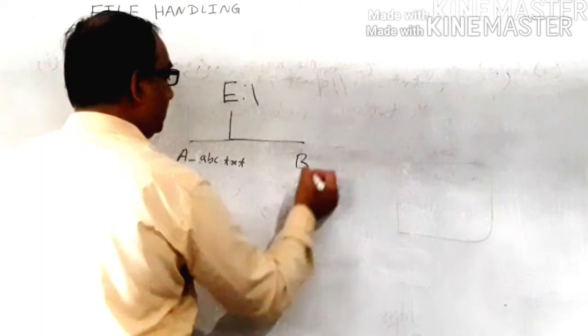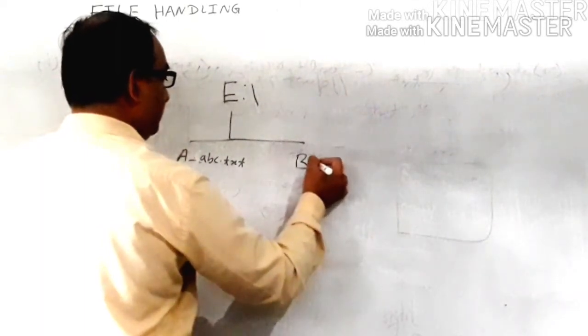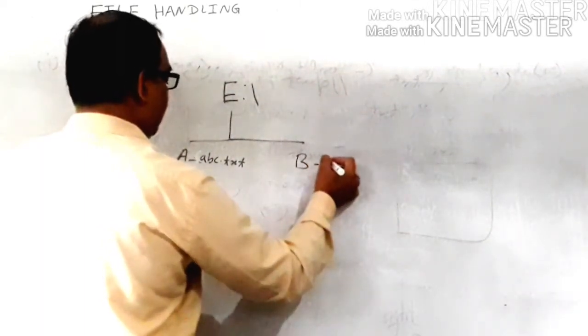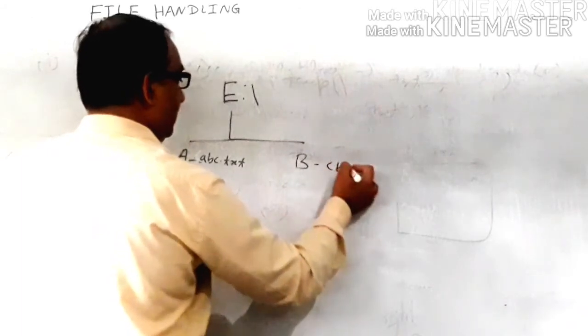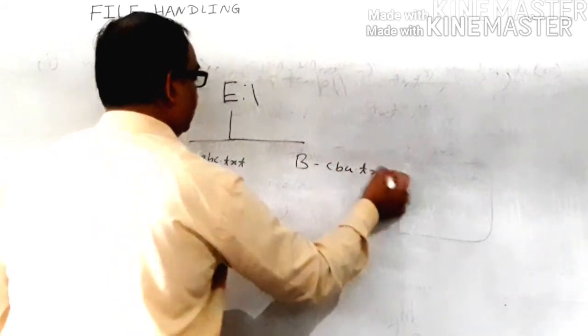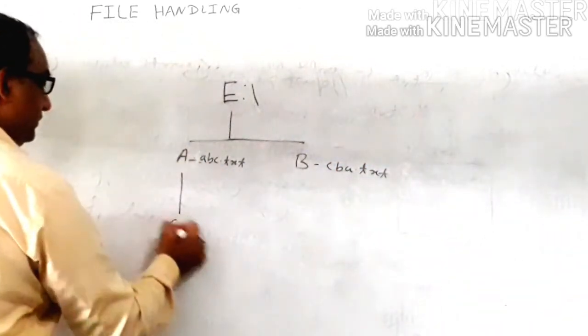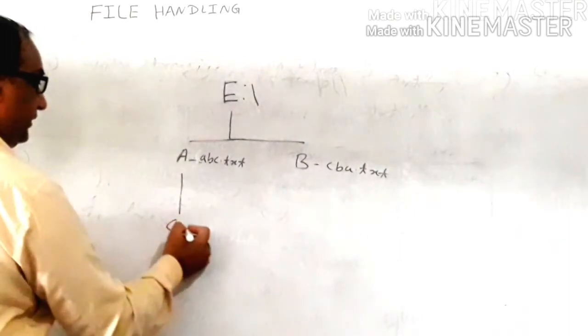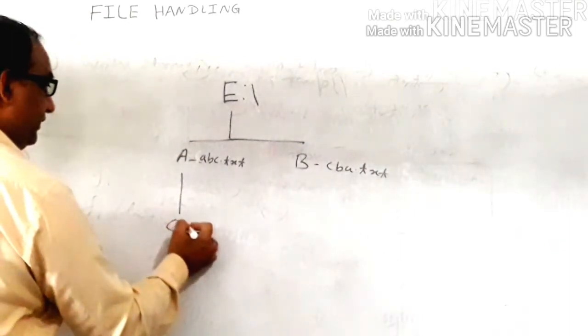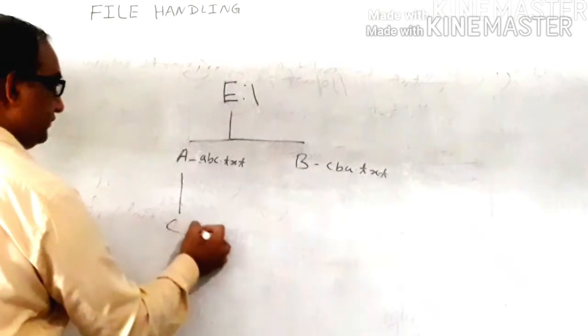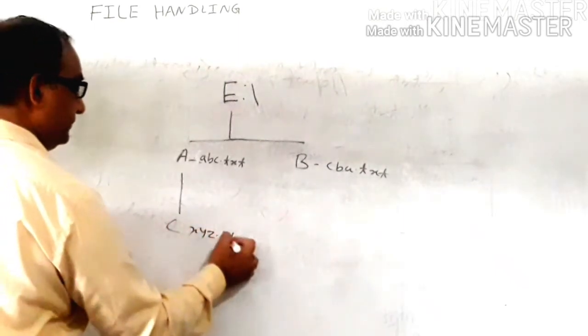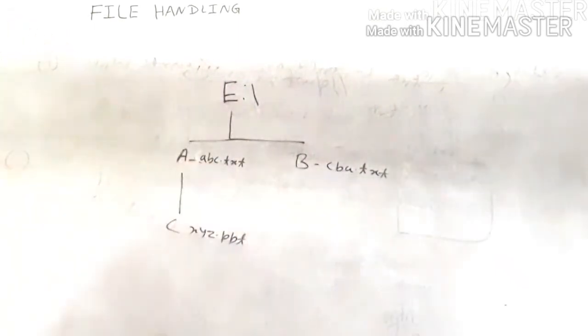This B folder also contains a file cba.txt. Now again, A contains a subfolder C, which contains another file known as xyz.txt. Now this is the file directory.